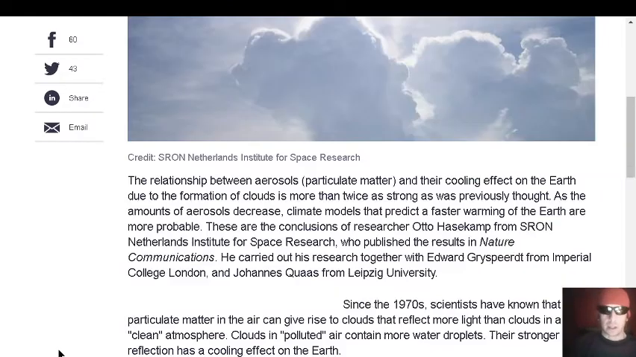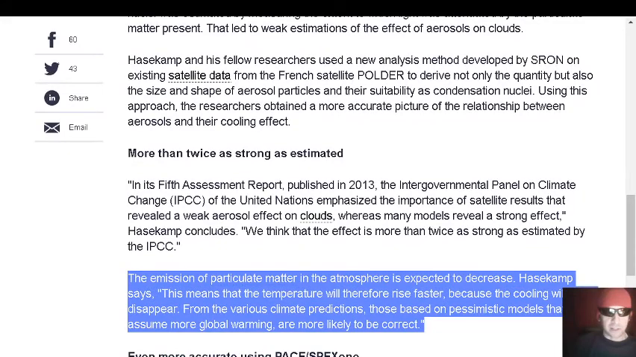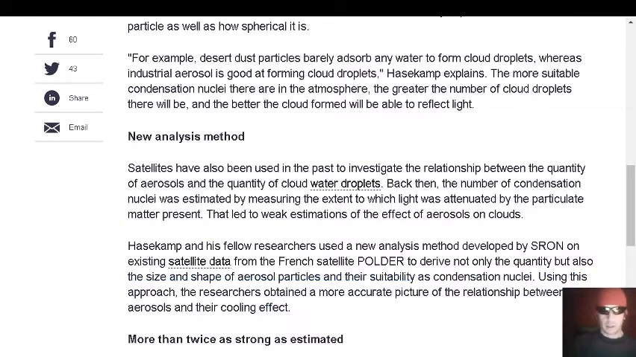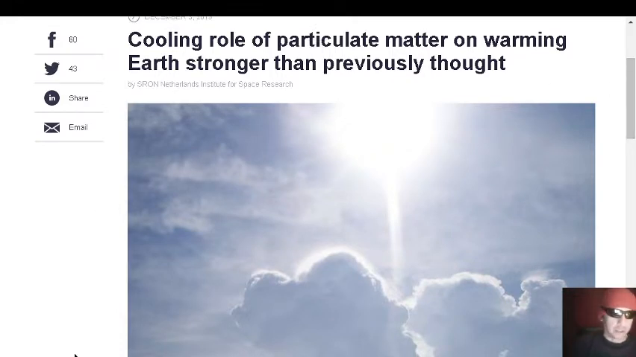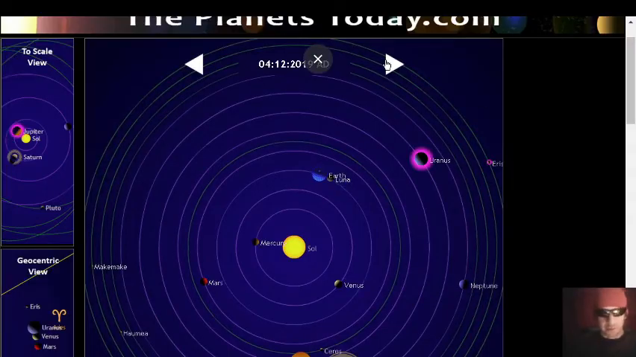Anyway, check this out. The emission of particulate matter in the atmosphere is expected to decrease, Haskamp says. This means that temperature will therefore rise faster because the cooling will partly disappear. From the various climate predictions, those based on pessimistic models that assume more global warming are more likely to be correct. So in other words, because human pollution is decreasing in most areas, they're expecting that the cooling role of particulate, I don't even know what else to say. Mankind is not changing the climate. That's all I have to say.